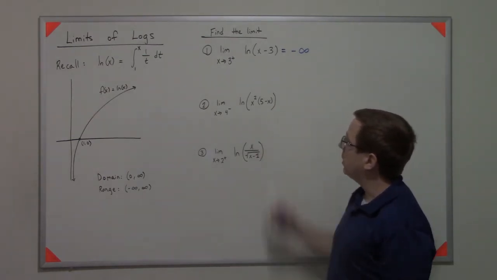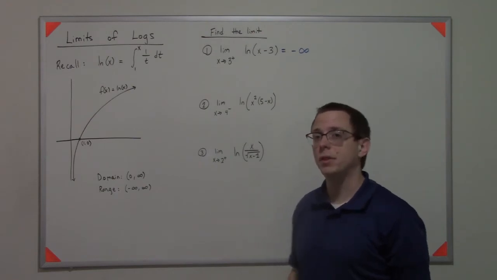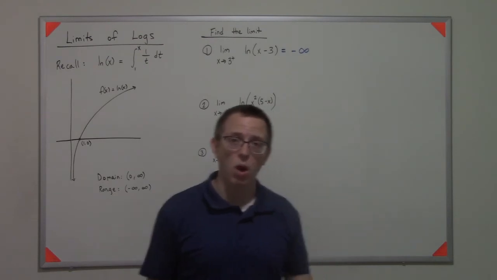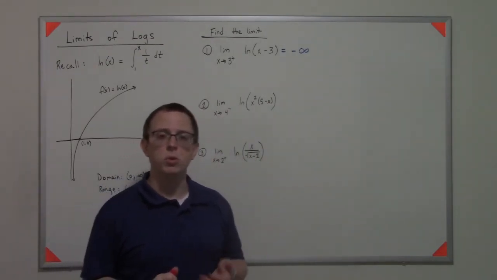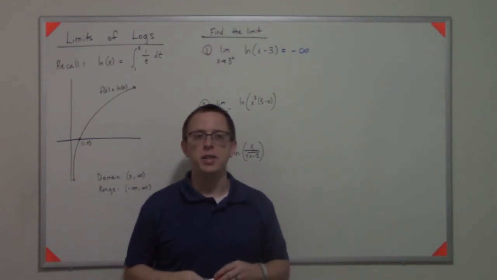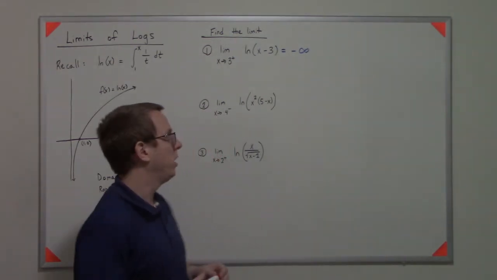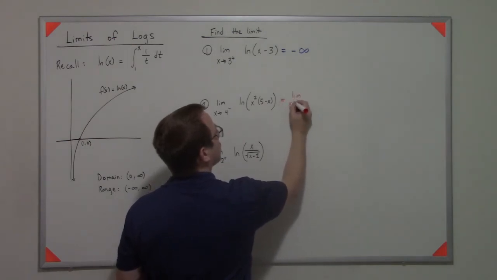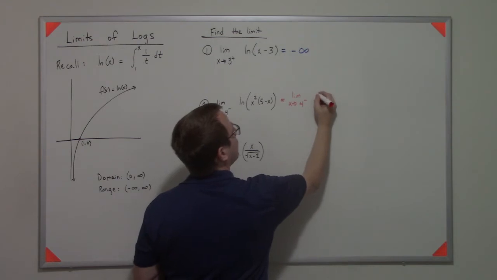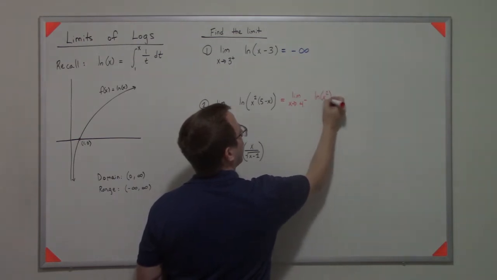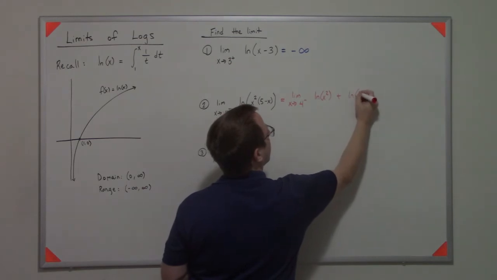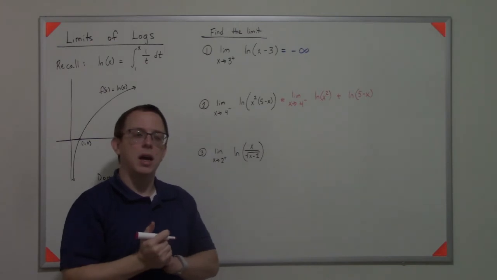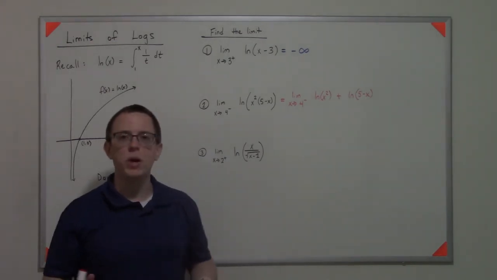Next, I have the limit as x approaches 4 from the left of this expression. Now, you could evaluate this directly. That wouldn't be a problem, but let's use some of those log rules that we just developed to see if we can't do some more clever things. So this would be the limit as x approaches 4 from the left of the natural log of x squared plus the natural log of 5 minus x.